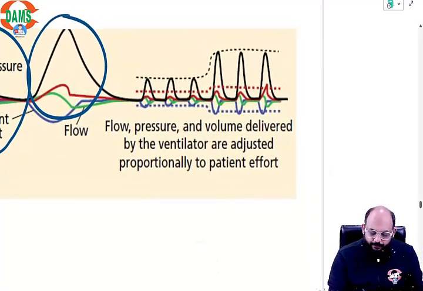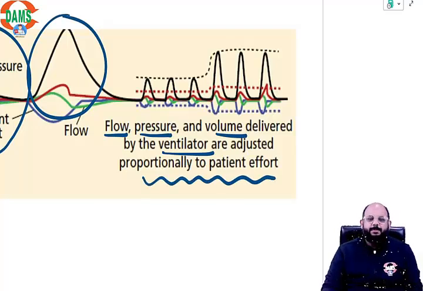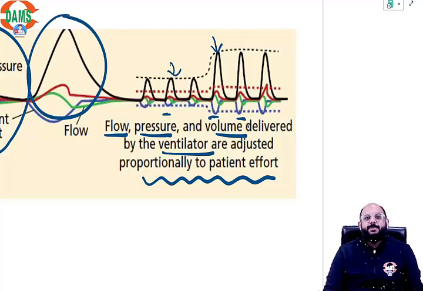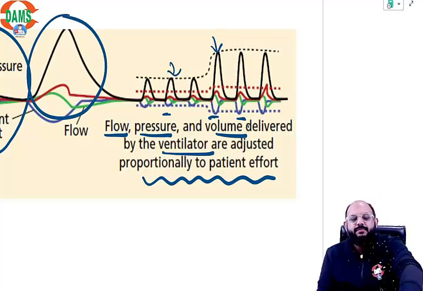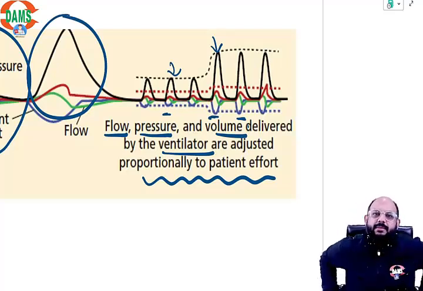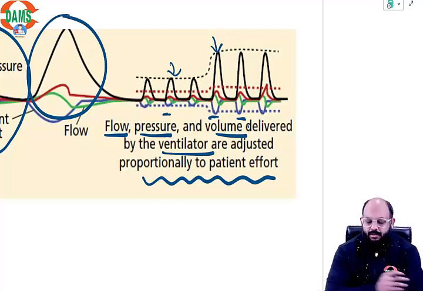So the flow, the pressure, the volume delivered by the ventilator are adjusted proportionally to the patient's effort. The more the patient's effort, the more the pressure. The less the patient effort, the less the pressure. That is proportional assist ventilation. So it helps decrease the work of breathing by the patient.